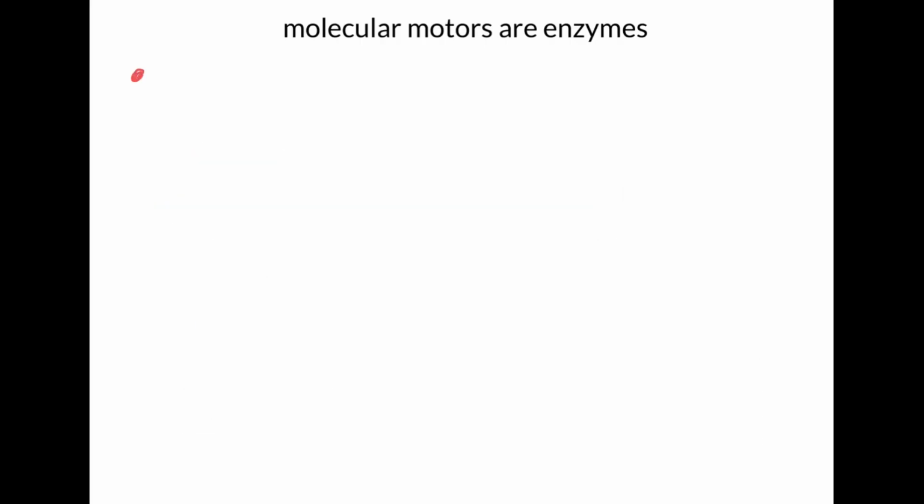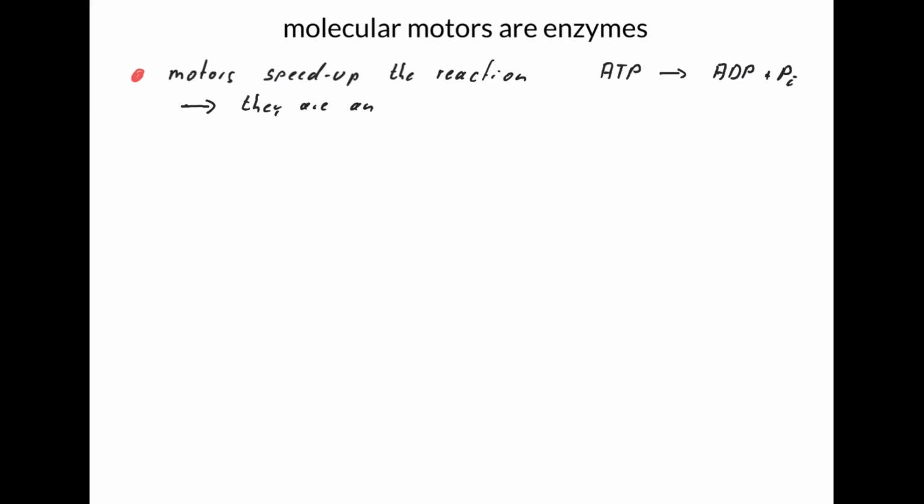So let's take a chemical view of molecular motors. So the working of the motors in a chemical sense is to speed up the reaction from ATP to ADP. Hence, they're described as enzymes. Enzymes are a type of catalyst that speed up reactions without being changed by themselves.